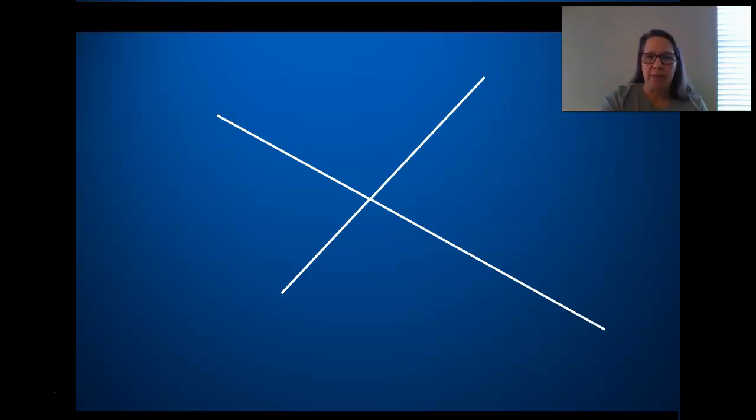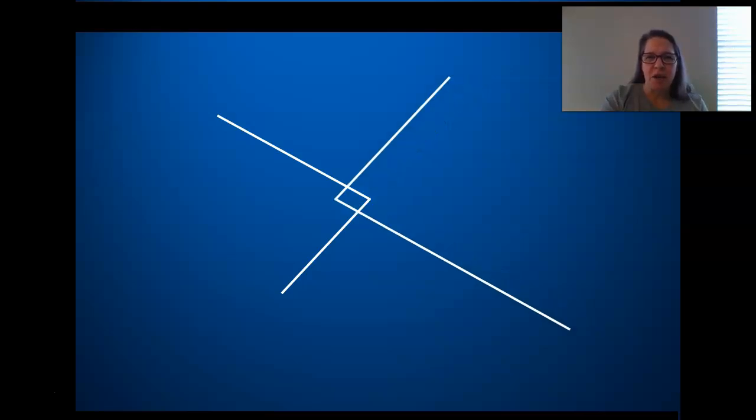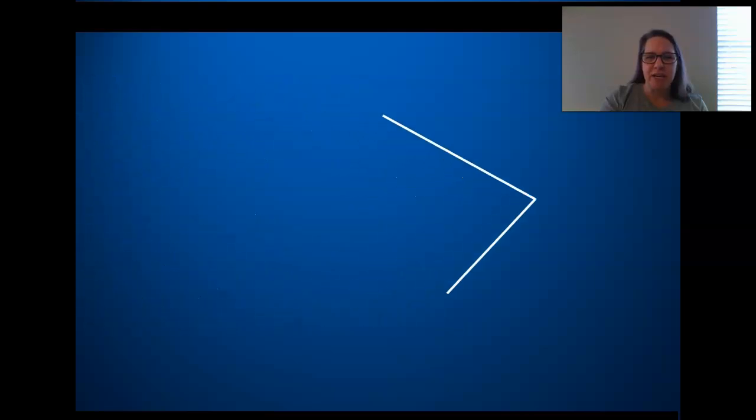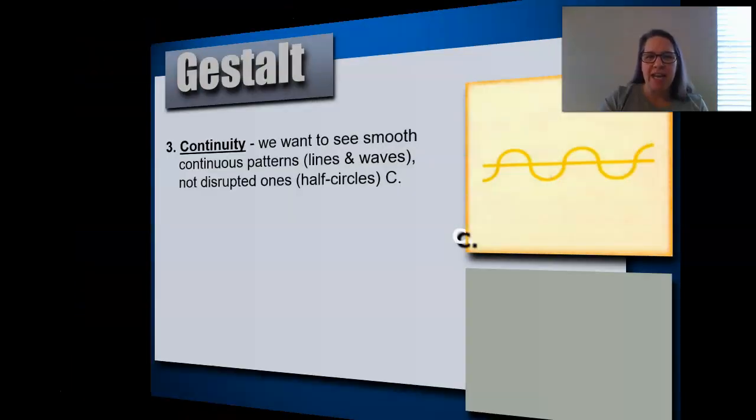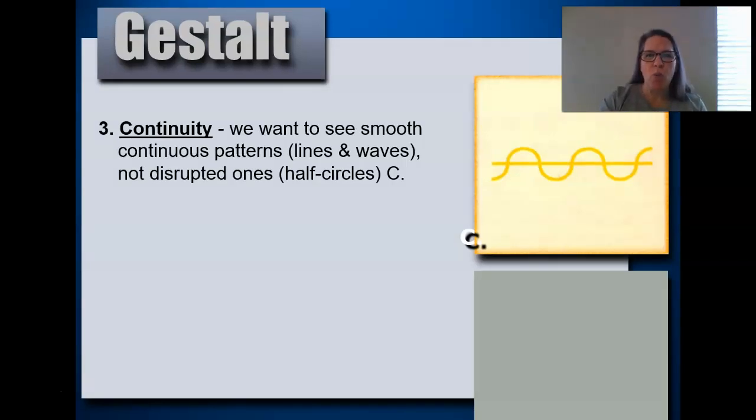Okay, this image, I'm going to talk about this in a second. Okay, so this is number 3. That is the idea of continuity. We want to see smooth, continuous patterns. So like that image before us, we saw it as 2 separate lines. Okay, so we want to see smooth, continuous patterns, lines and waves, not disrupted ones. So again, in this image, we see it as 1 line and a wave. Okay, we don't want to see it as a bunch of half circles. See the half circles there? Okay, so that's continuity.